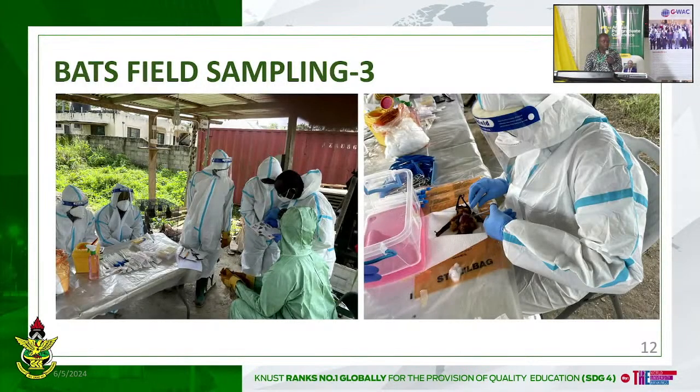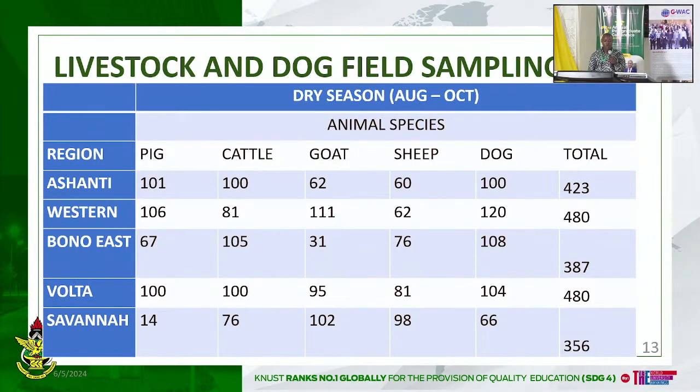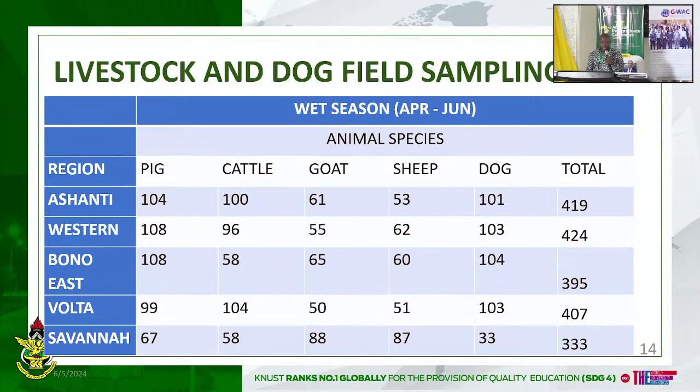So this picture depicts some of our work in the field, how we capture the bats, how we were able to select the tissues and organs from them. Then for the livestock and dog field samples, we were able to cover our study site in both the dry season and the wet season. In the Ashanti, Western, Bono, Volta, and Savannah regions, we were able to sample all these animals. In the wet season, we did April to June, and in the dry season, we did August to October.